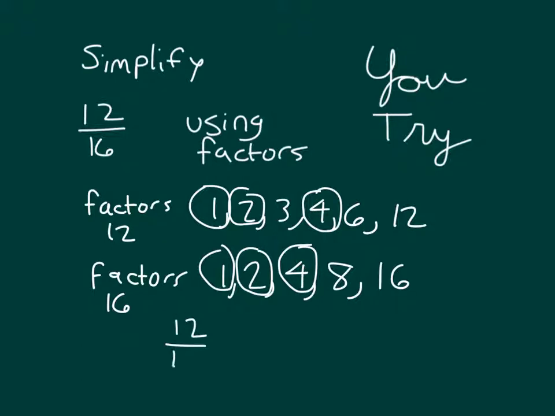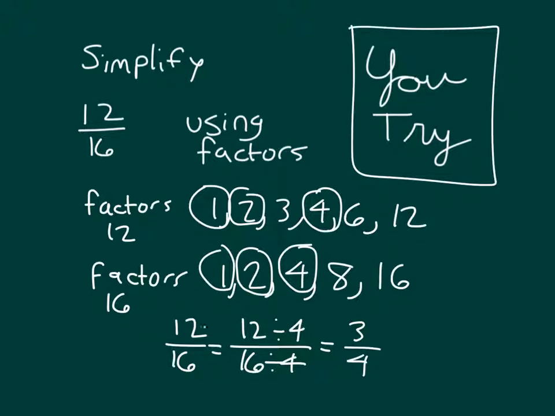And then we have 12/16 equals 12 divided by 4, and 16, what will we divide by? Right, we have to divide by the same thing, so we'll divide by 4. 12 divided by 4 is 3, and 16 divided by 4 is 4. So you simplified 12/16 to 3/4. 12/16 simplifies to 3/4. Look over your work.